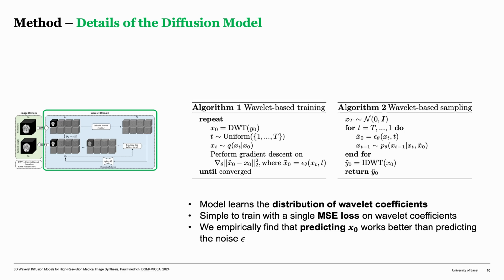For sampling from our model, we can start with random noise, pass this noise through the reverse process of our diffusion model to generate synthetic wavelet coefficients and apply inverse discrete wavelet transform to obtain the final output images.